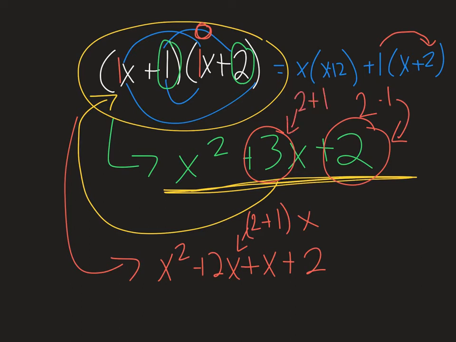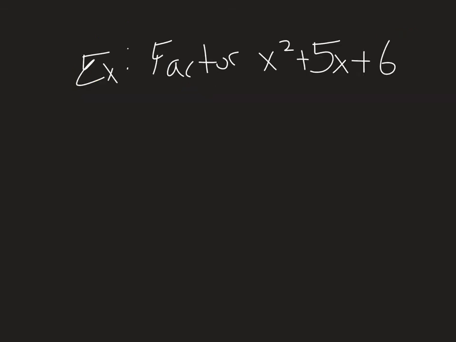Now how this works, and we'll talk about this in a couple examples, is you're going to look at that number at the end and think, okay, what are the factors of 2 that add to make the middle number? And that might be a little confusing with all this going on the screen right now, but we're going to break it down in a couple examples. So let's take a look at what this looks like in practice.